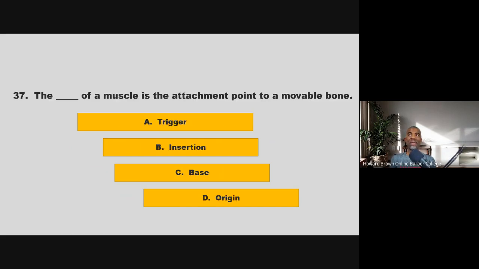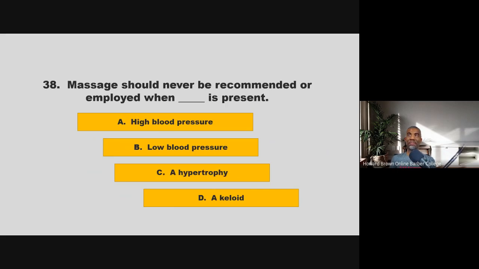The blank of a muscle is the attachment point to a movable bone. Is it trigger, insertion, base, origin? If you chose B, insertion, you are correct.